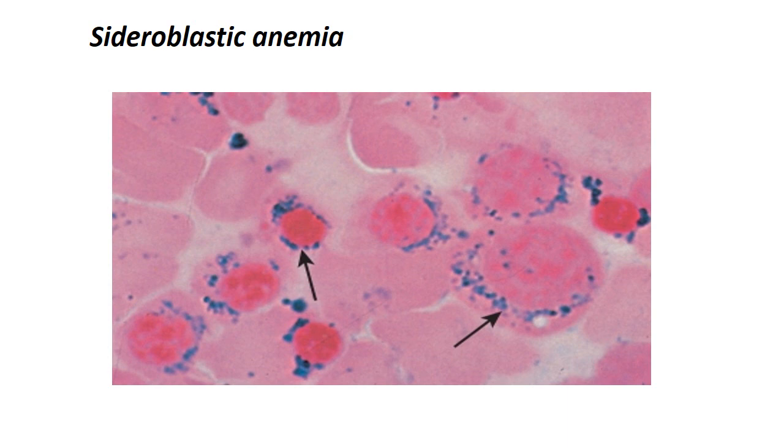whose normal location is around the nucleus. So we will find that they are deposited in the form of a circle around the nucleus. And therefore these sideroblasts are called ring sideroblasts. And this type of anemia is called sideroblastic anemia.